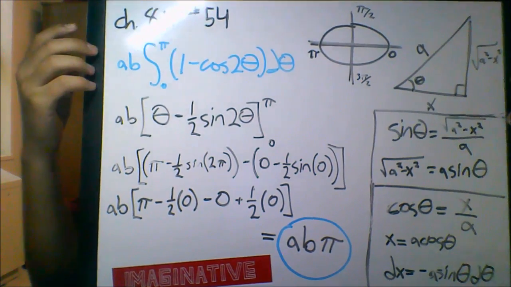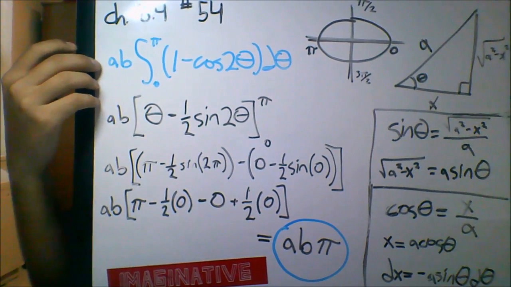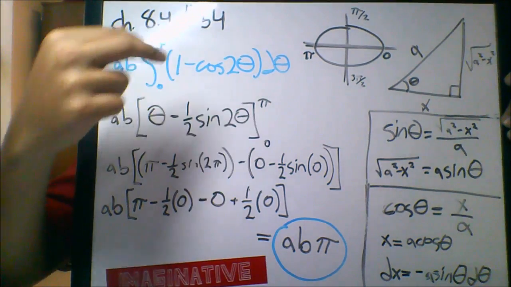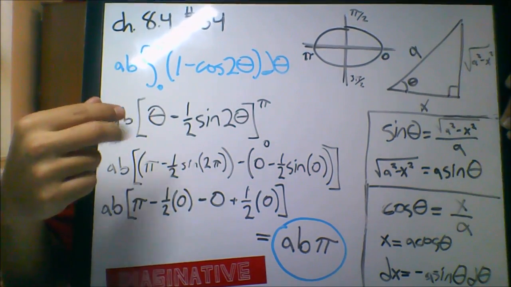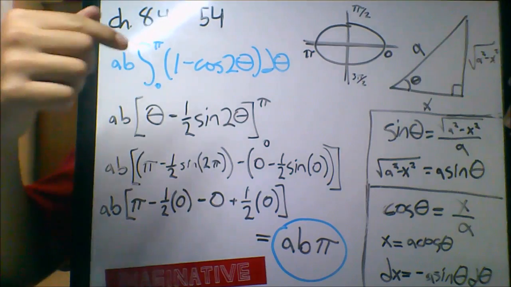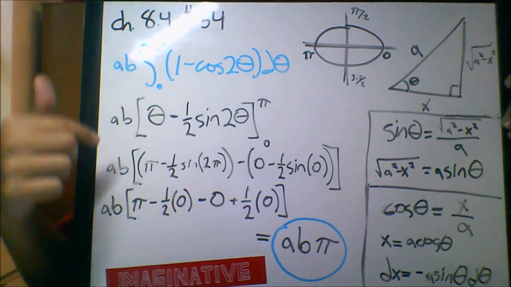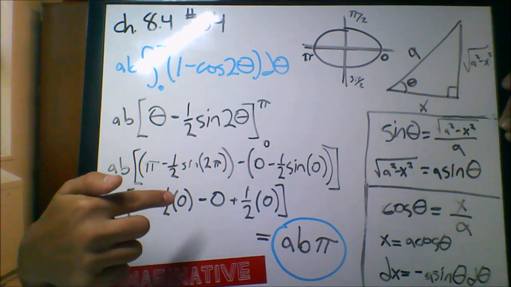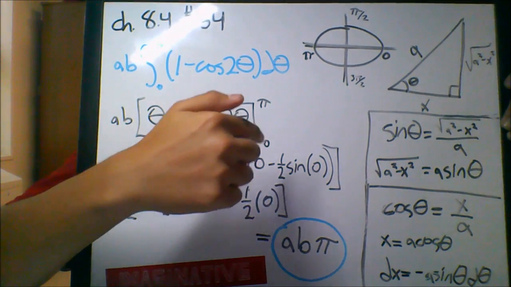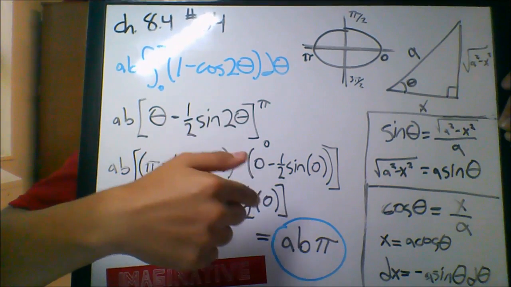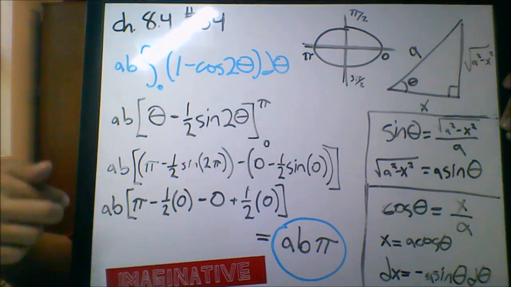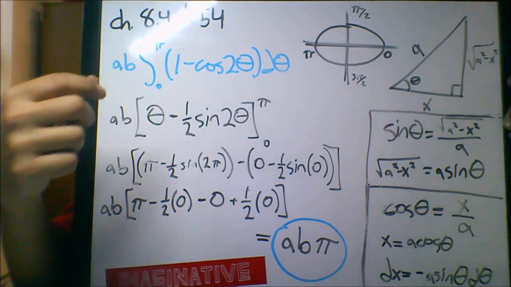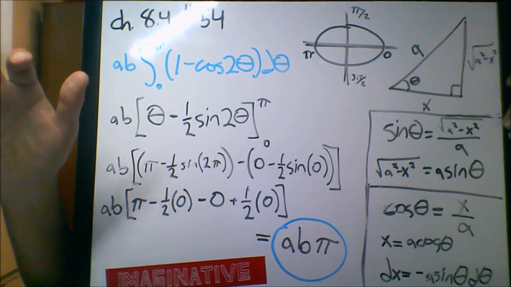Now we're finally integrating this function, right? So 1 becomes theta, and cosine 2 theta becomes 1 over 2 sine of 2 theta. When we plug in the limits, we end up getting pi minus 1/2 sine of 2 pi, which is 0, minus 0, minus 1 over 2 sine of 0, which is also 0. So in the end, we get ab pi, which is the area of an ellipse, which we just derived from the general equation for an ellipse.